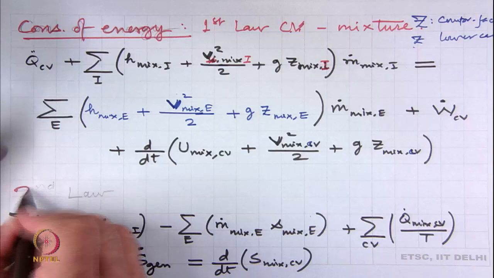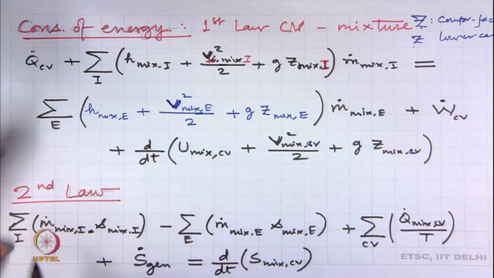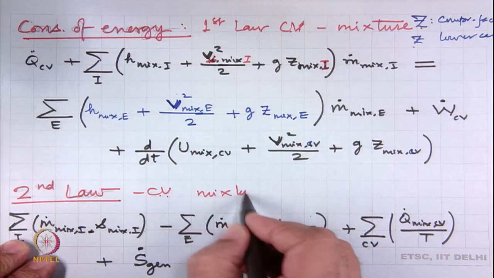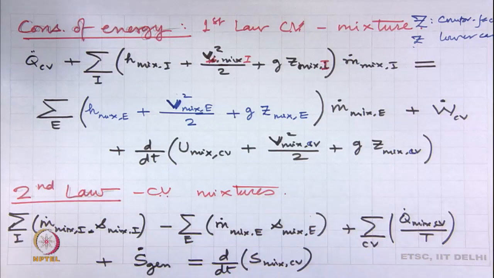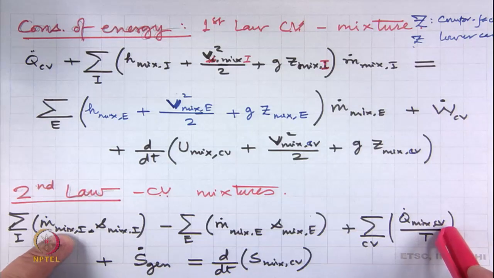And last thing left now is the second law for the same thing, a control volume with mixtures. And again we do exactly the same thing that we did in the previous equation. We take the equation for a pure substance, or the most general form of the equation, and put the prefix mix wherever that is relevant.